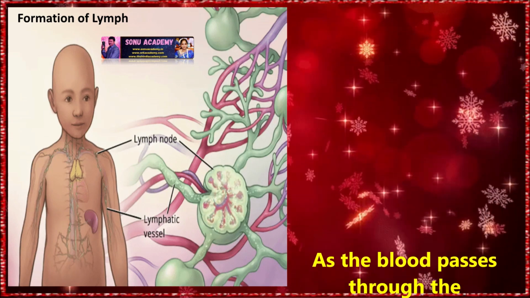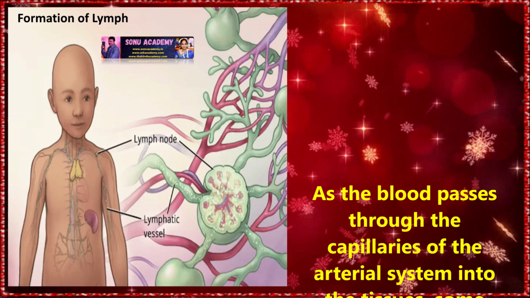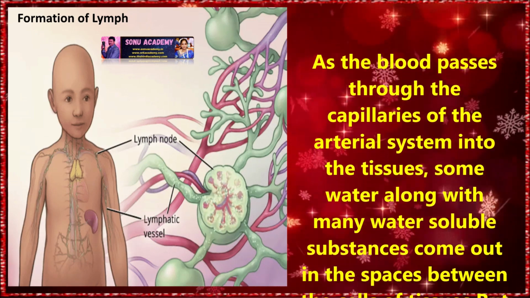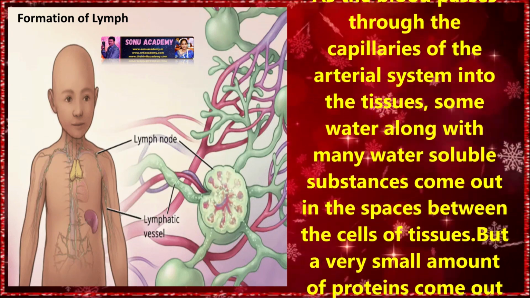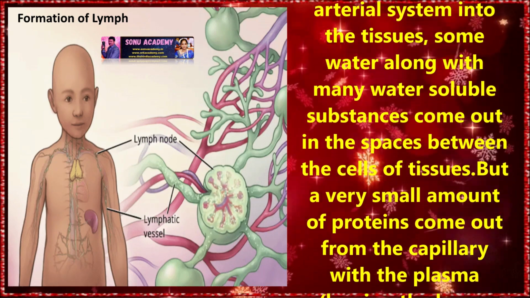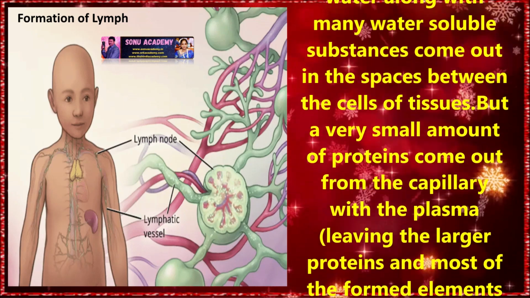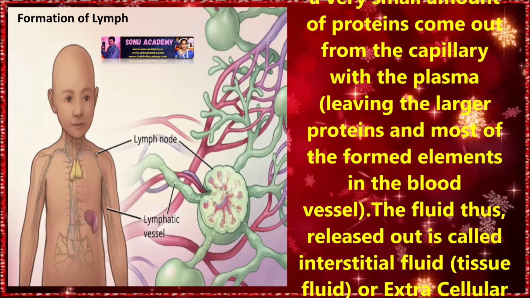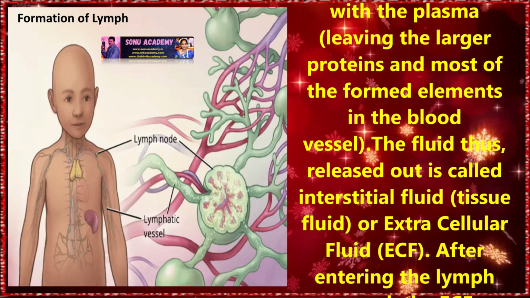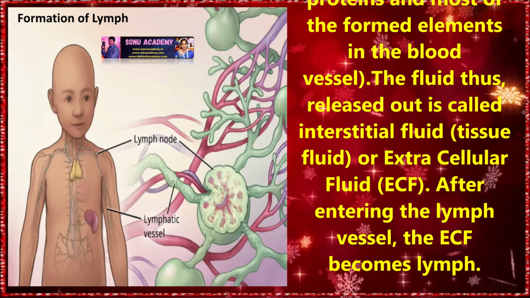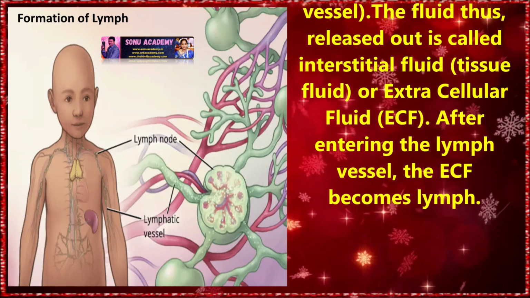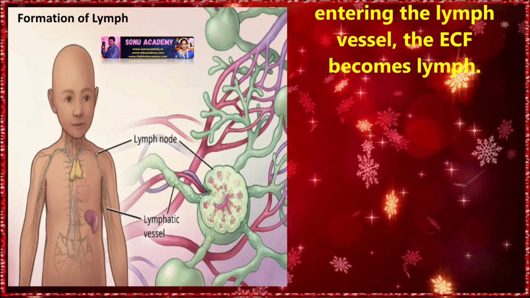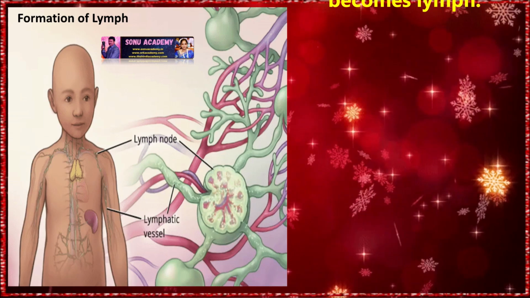Let us see the formation of lymph. As the blood passes through the capillaries of the arterial system into the tissues, some water along with many water soluble substances come out into the space between the cells of tissues. But a very small amount of proteins come out from the capillaries with the plasma, leaving the large proteins and most of the formed elements in the blood vessels. The fluid released out is called interstitial fluid or extracellular fluid. After entering the lymph vessels, the ECF becomes lymph.